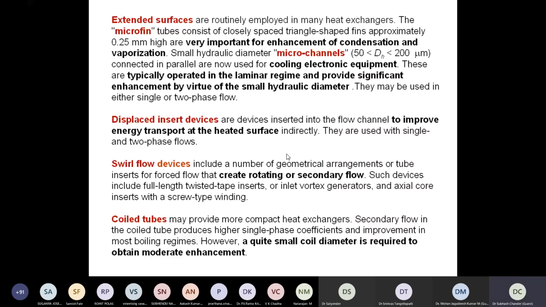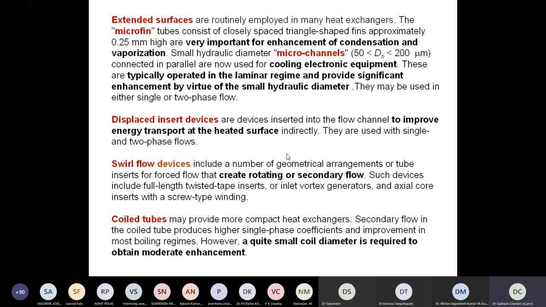We can use another type of device, like displaced insert devices. These are also used in many internal flow applications. Displaced insert devices are devices inserted into the flow channel to improve the energy transport at the heated surface indirectly. They are used with single and two-phase flows, right? Because later we'll see that two-phase flow has some different types of issues associated with it as compared to single-phase flows, right?